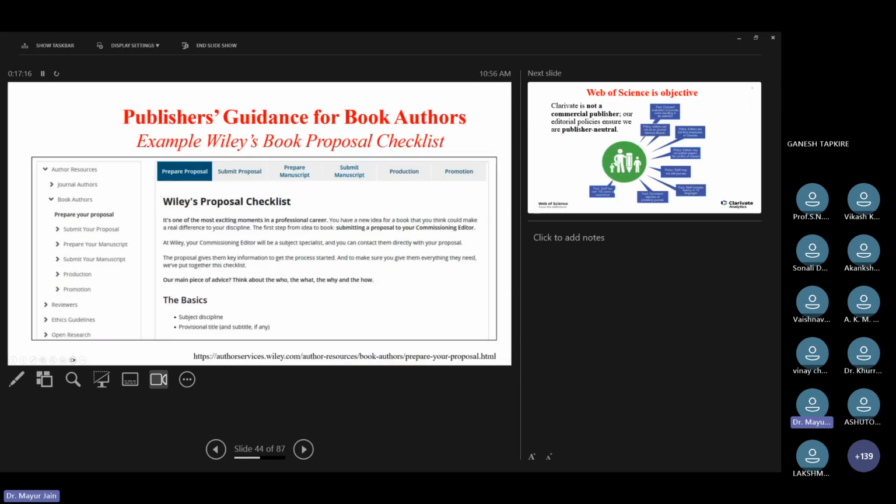Okay. Then you have the publisher guidance for book authors. Let's say if you want to go for a book, you can also check the different book chapter and book proposal checklists, what exactly they are looking for and all that stuff, right? This is again available in many of those reputed publishers.